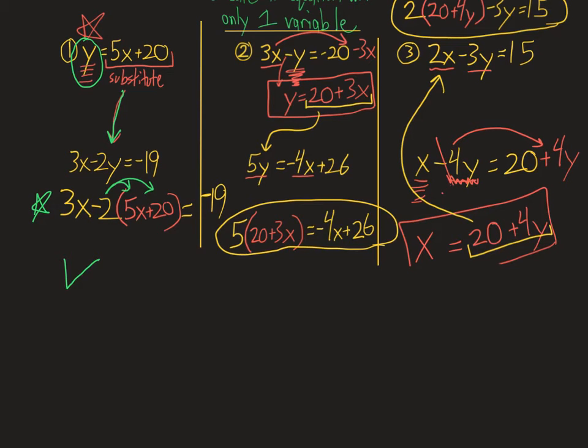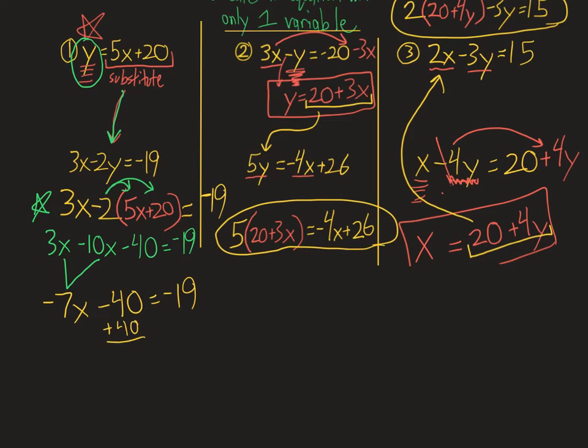All right, we're back. So I'm going to leave that 3x. I haven't used it yet. And I'm going to distribute the negative 2 times 5x. That's negative 10x. Negative 2 times the 20 is negative 40. And it all equals negative 19. And just keep going. 3x and negative 10, that's negative 7x. And just keep working. We always come back to that 2-step.